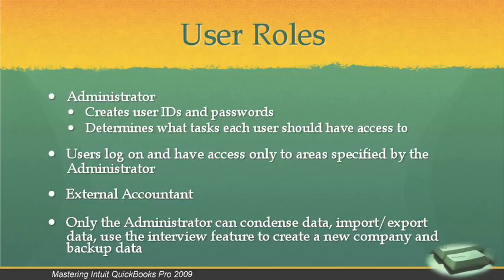One of the newer options that QuickBooks has put in is something called an external accountant. They are the one who would have access to the account, of course, as an accountant, but not information like the client list that should not be shared with others outside of the company. It's kind of a nice balancing act that they have between administrator, users, and even accountants, everybody of which should have different permissions for different portions of the file. Remember that only the administrator can do certain things, like condensing data, importing and exporting, and using the interview feature, as well as creating new companies and backing up data.